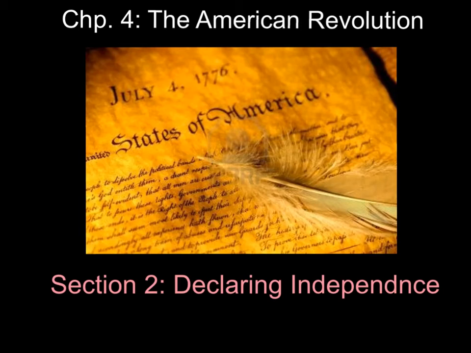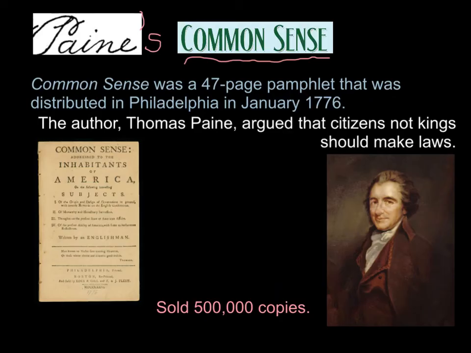Chapter 4, The American Revolution, Section 2, Declaring Independence. Common Sense was a 47-page pamphlet that was distributed in Philadelphia in January 1776.